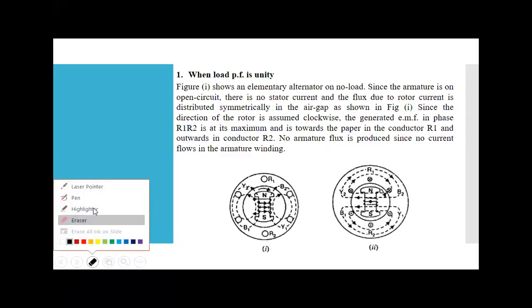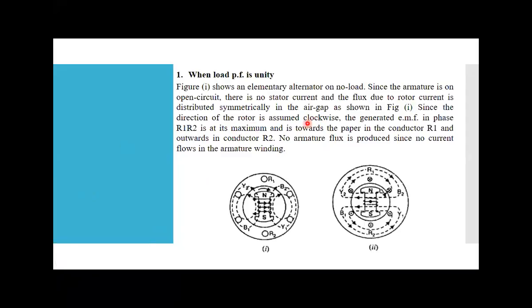So now you can see the figure shows an elementary alternator at no load. I am not connecting any load here. So in case one, the alternator is at no load. We are not connecting any load, either resistive, inductive or capacitive. So my flux is equally distributed. And in case number 2, I am connecting a purely resistive load, and then you can see the flux will be 90 degrees more. So let's see it.